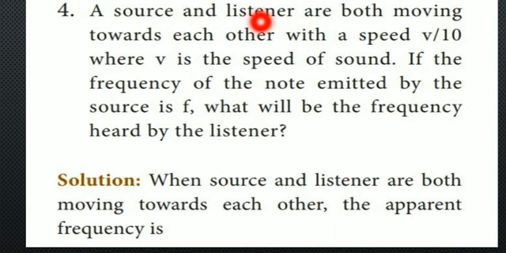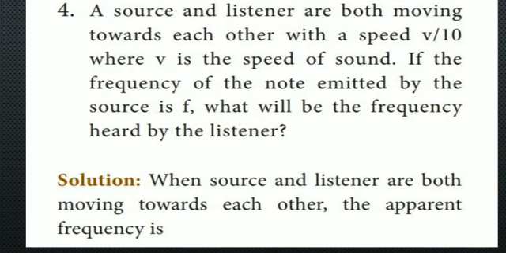A source and a listener are both moving towards each other with the speed v by 10, where v is the speed of sound. If the frequency of the note emitted by the source is f, what will be the frequency heard by the listener?